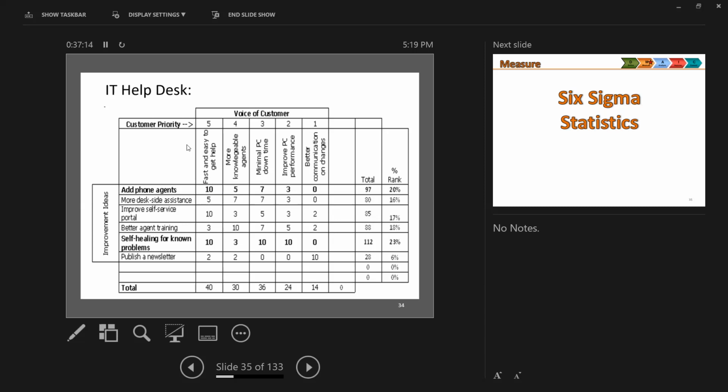So those would be all the things a customer may want out of the IT help desk, right? And then down here, there's a whole bunch of ways that I could start to achieve these customer priorities. One, I could add more agents. Or I could have more desk side assistants. I can improve the self-service portal where people can self-diagnose, and train them on that. Now I don't have to have agents doing it. Like self-healing for known problems, the concept of mistake proofing, have the problem solve itself, or publish a newsletter giving tips on how to fix your own computer.